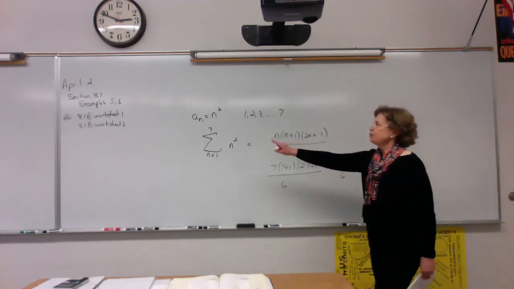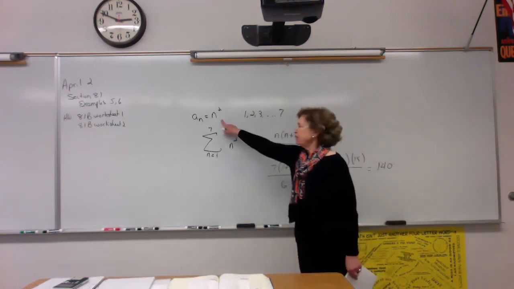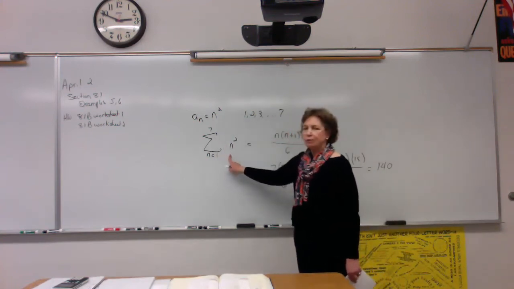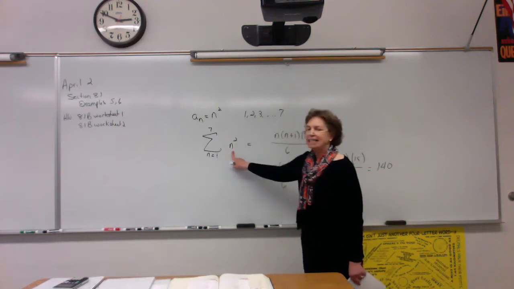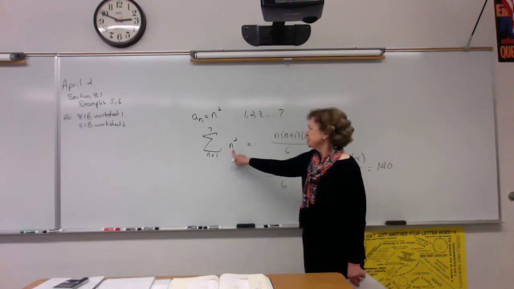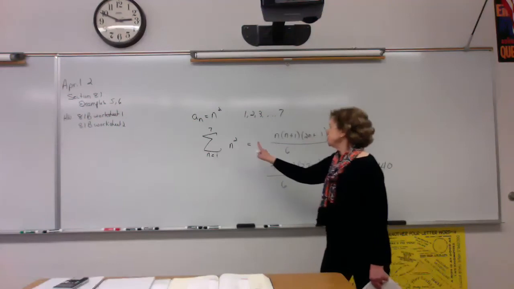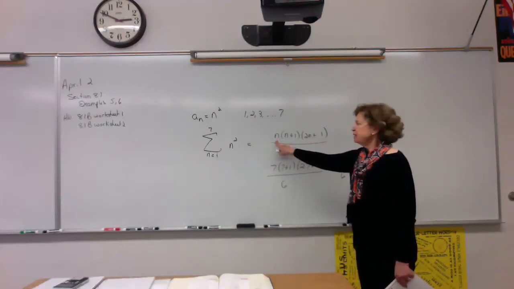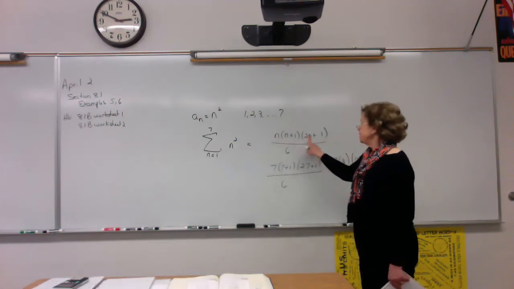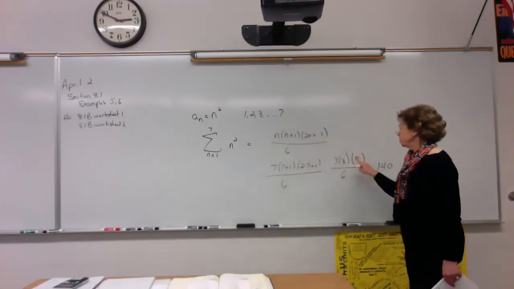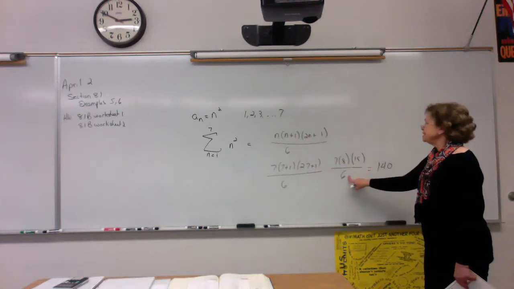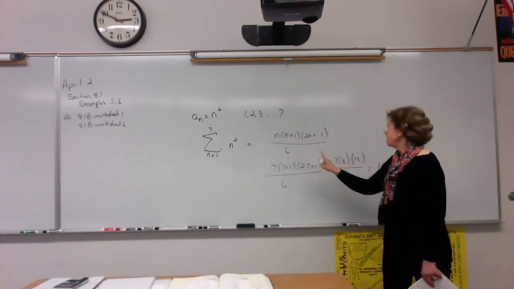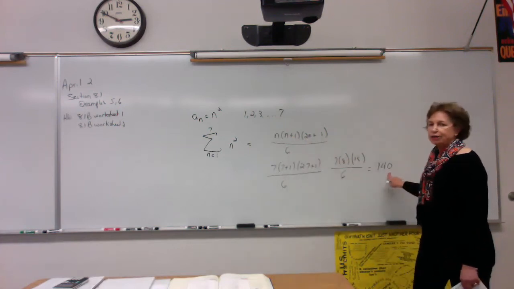So I'm looking for those apples, which were n squared. I'm looking at that third formula. It said if I'm finding the squares of the first, in this case 7 integers, I can use this formula. So in this case, my n is going to be 7. 7 times 7 plus 1 times 14 plus 1, which is where this came from, dividing by 6, because that's what that formula said, and I'm out with 140 for my answer.